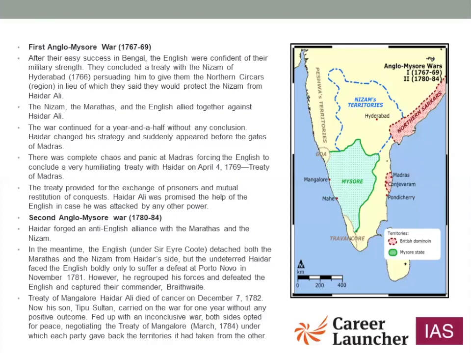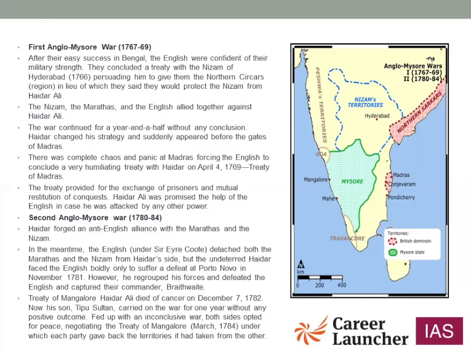Then, after a few years, the Anglo-Mysore War happened again. That was the Second Anglo-Mysore War in 1780 to 1784. Here Hyder forged an anti-English alliance with the Marathas and the Nizam. In the first war, the Marathas and the Nizam were on the side of the East India Company. Now in the second, the Marathas and the Nizam sided with Hyder Ali.